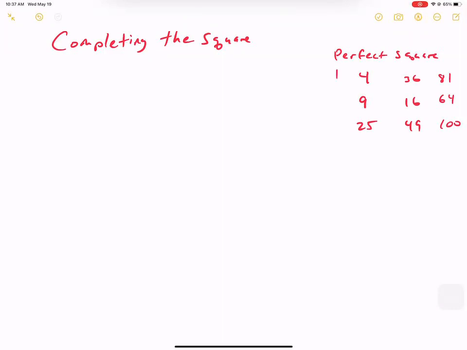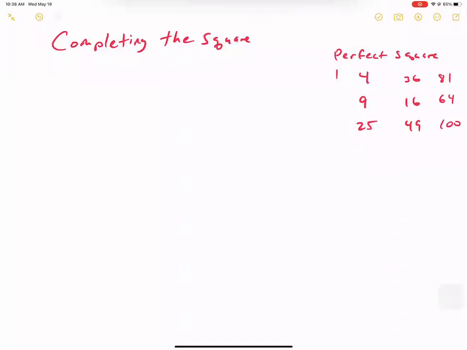Like 1 times 1 is 1. 2 times 2 is 4. 3 times 3 is 9. 4 times 4 is 16. 5 times 5 is 25. 6 times 6 is 36. 7 times 7 is 49. Right? These are perfect square numbers. They don't happen all the time, right? And these are what we call these nice perfect square numbers. Great. So for us, that was like last semester, okay?